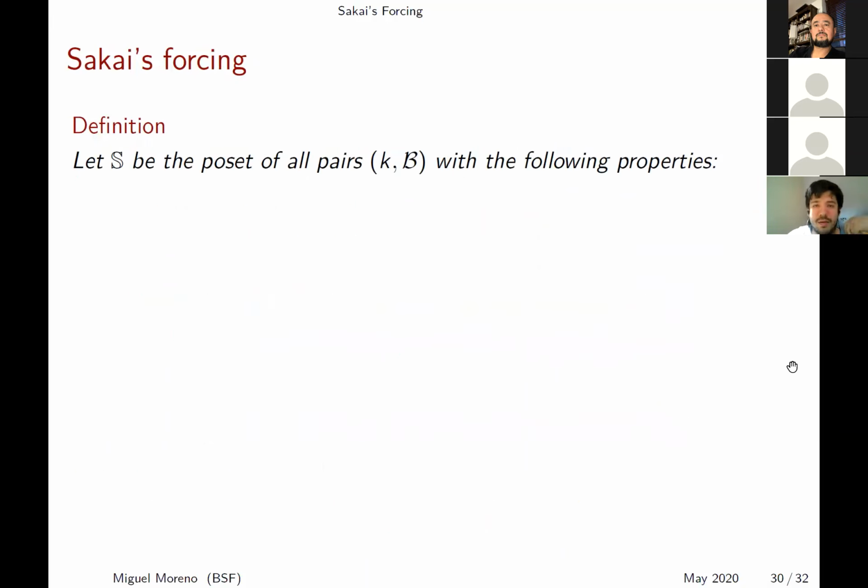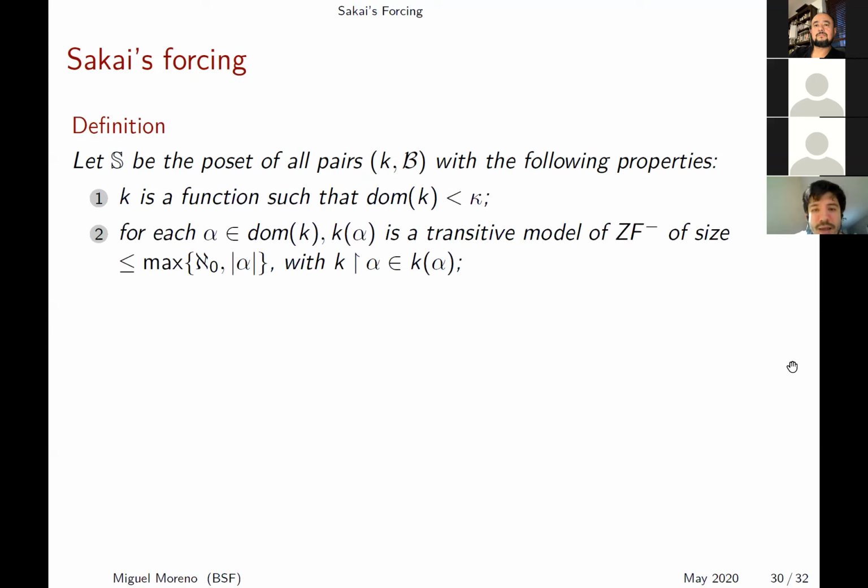And this, we're lucky, it's done already by Sakai, in the same paper where he defines diamond plus plus. So let P be the poset of all pairs (K, B) with the following properties. K is a function such that the domain of K is smaller than kappa. For each alpha in the domain, K(alpha) is a transitive model of ZFC minus of size at most alpha or aleph_0, with K restricted to alpha an element of K(alpha). So you can see here that it has to know some set theory.